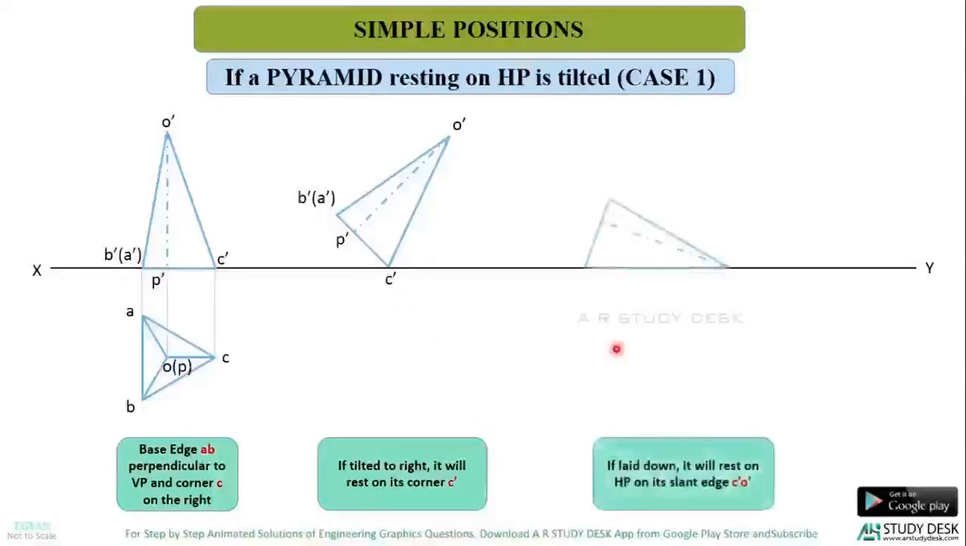And if I make it lie down on XY line, what happens? It lies on C dash O dash, which is nothing but the slant edge of the triangular pyramid. Okay? So if any pyramid is kept like this with the corner to the right side, and if you just tilt it, it will rest on its corner, and if you make it lie down, it will lie on its slant edge.